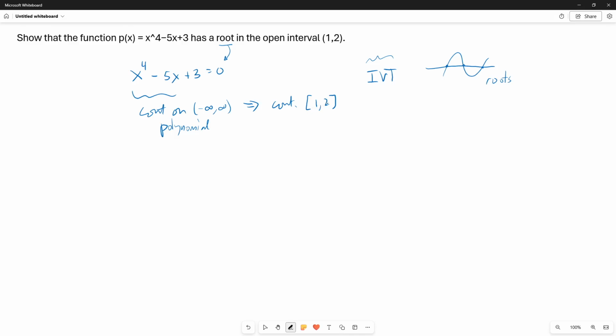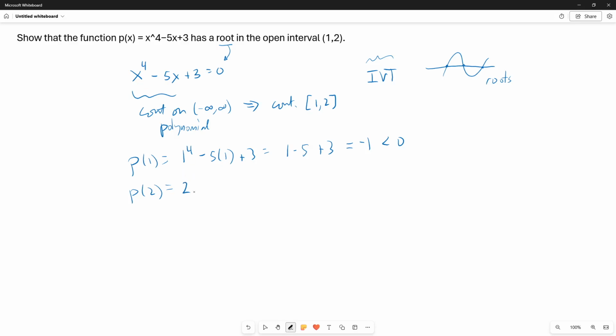So we will plug in the endpoints of the interval, p of 1 and p of 2. And in order for 0 to be an intermediate value, one of these numbers needs to be bigger than 0, and the other one needs to be less than 0. So let's plug in 1. If we plug in 1, 1 to the fourth minus 5 times 1 plus 3 is 1 minus 5 plus 3, which is negative 1, which is less than 0.